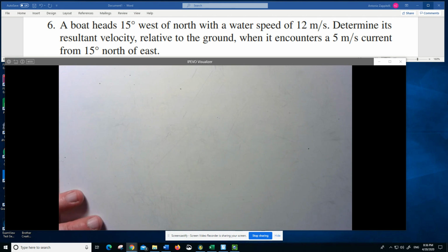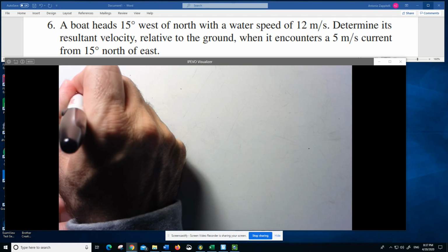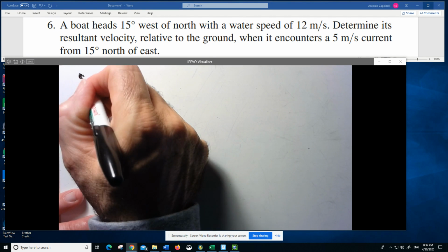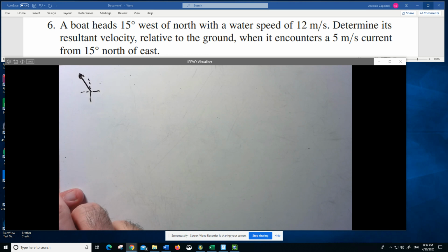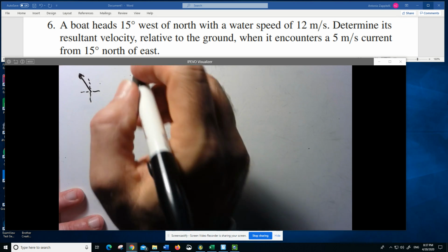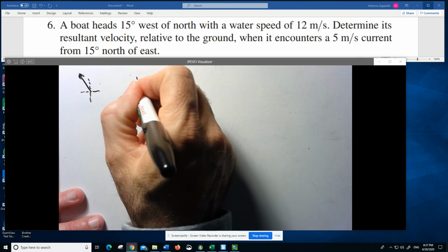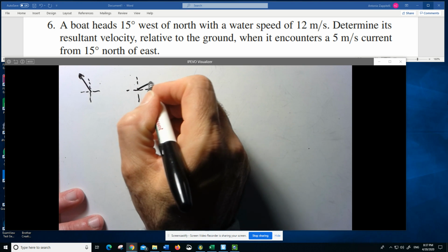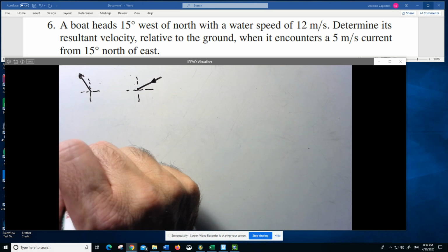So 15 degrees west of north. I presume what we're doing is we're starting at the north and then going 15 degrees towards the west. Okay, and then determine its resultant velocity relative to the ground. So looking for the ground velocity when it encounters a 5 meters per second current from 15 degrees north of east. So it's coming from 15 degrees north of east. So there's east, 15 degrees north of that. So it's coming from this direction.